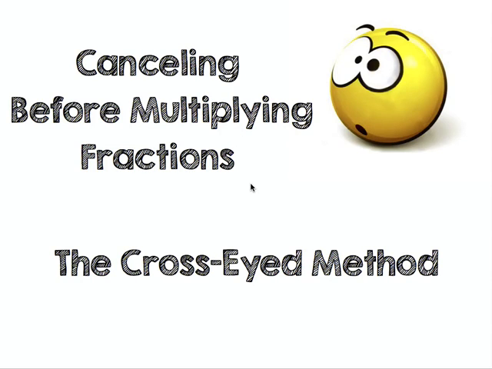Okay, everyone, we're going to learn to cancel before multiplying fractions. It's called the cross-eyed method. Now, I know many of you find it hard to reduce once you've figured out your final answer in multiplication. Well, here's a quick way to make it easier. And we all want to make it easier, don't we?